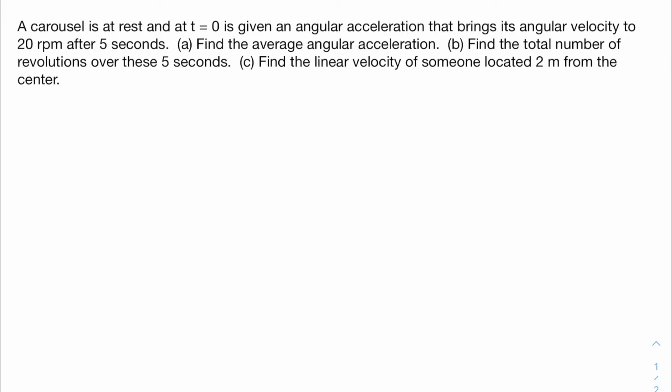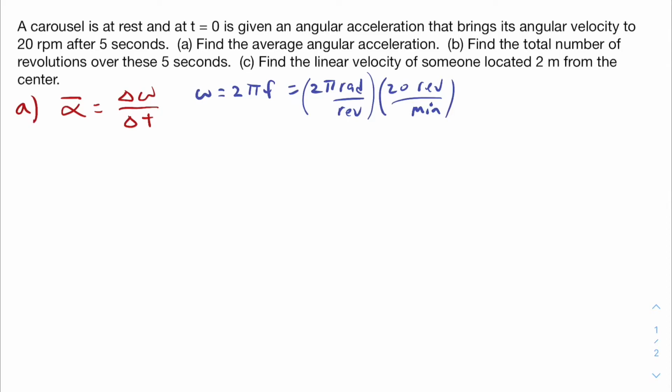For part A, we know that the average angular acceleration is equal to the change in the angular velocity divided by the change in time. Since the carousel starts at rest and its angular velocity becomes 20 revolutions per minute, we know that the change in the angular velocity is 20 revolutions per minute. However, we'll need to convert this to radians per second. We know that angular velocity can be found in terms of radians per second by multiplying a frequency by 2 times pi.